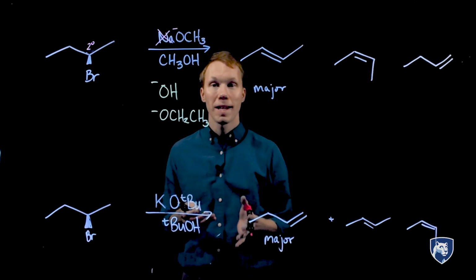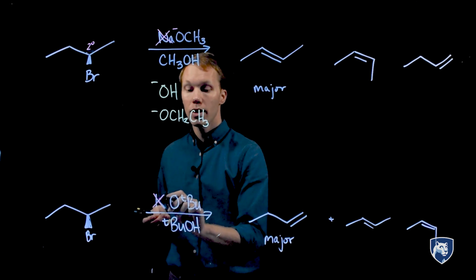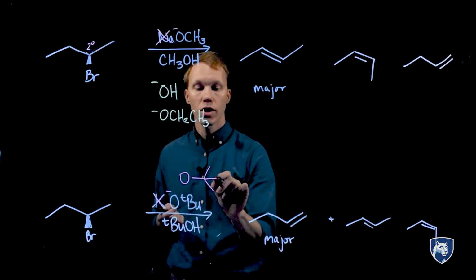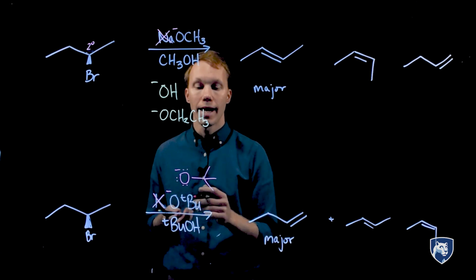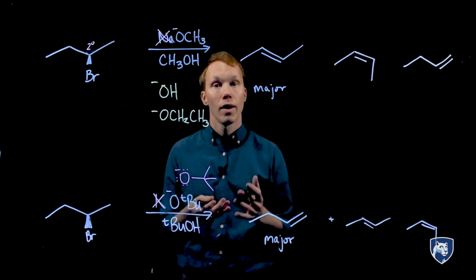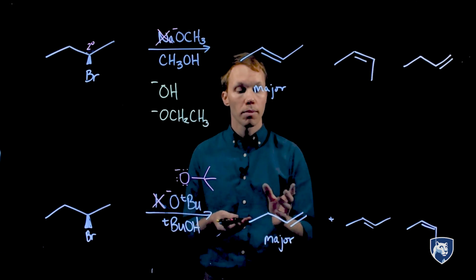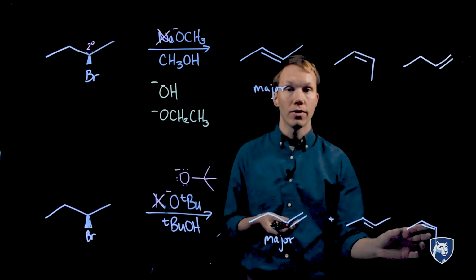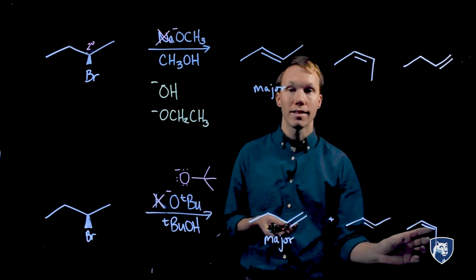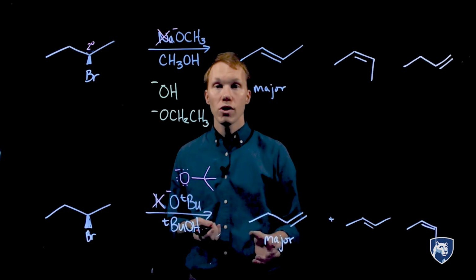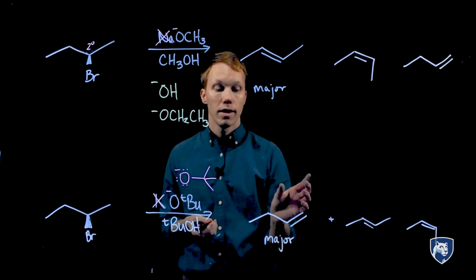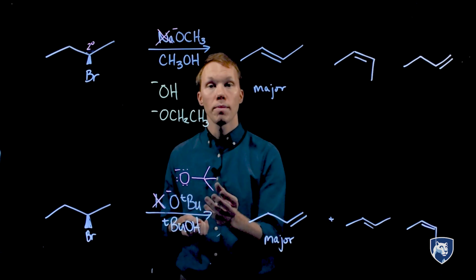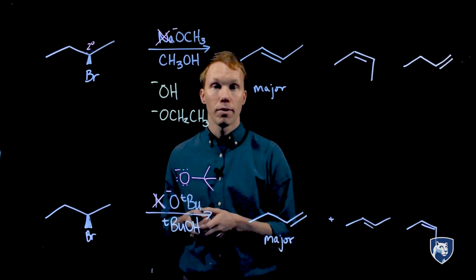If we switch up our base to potassium tertiary butoxide, we still are using a strong base, but now it's sterically hindered. This large tertiary butyl group on the back end of my oxygen brings a lot of steric bulk with it. And what this does is it pushes the regioselectivity to produce the less substituted alkene as the major product, and we get minor amounts of the more substituted trans and cis isomers. So in terms of regioselectivity, we can selectively produce the less substituted alkene as the major product by using a large sterically hindered base. Tertiary butoxide is the perfect example for this.